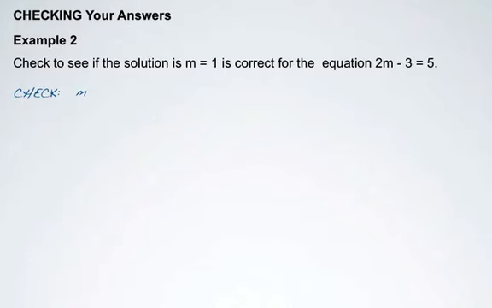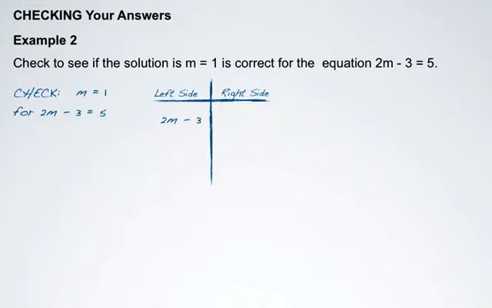Example 2. Check to see if the solution m equal to 1 is correct for the equation 2m subtract 3 equals 5. So we're checking m equal to 1 for the equation 2m minus 3 equals 5. So we're going to do a comparison of the left side to the right side. The left side is 2m minus 3, the right side is 5.